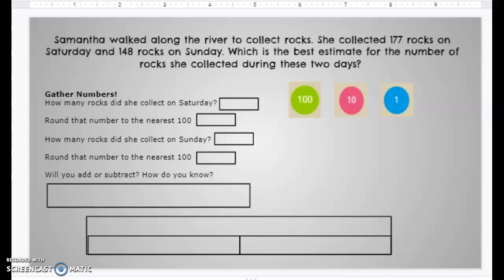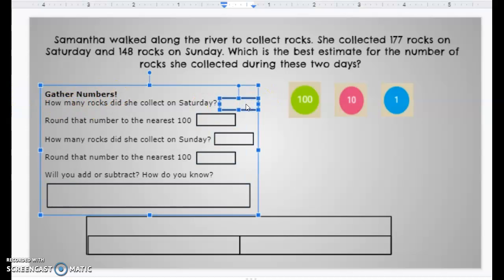So let's get started. Samantha walked along the river to collect rocks. She collected 177 rocks on Saturday and 148 rocks on Sunday. Which is the best estimate for the number of rocks she collected during these 2 days? All right, so here under Gather Numbers, we see a couple questions and there's some text boxes that you can fill out. So let's start filling these out.